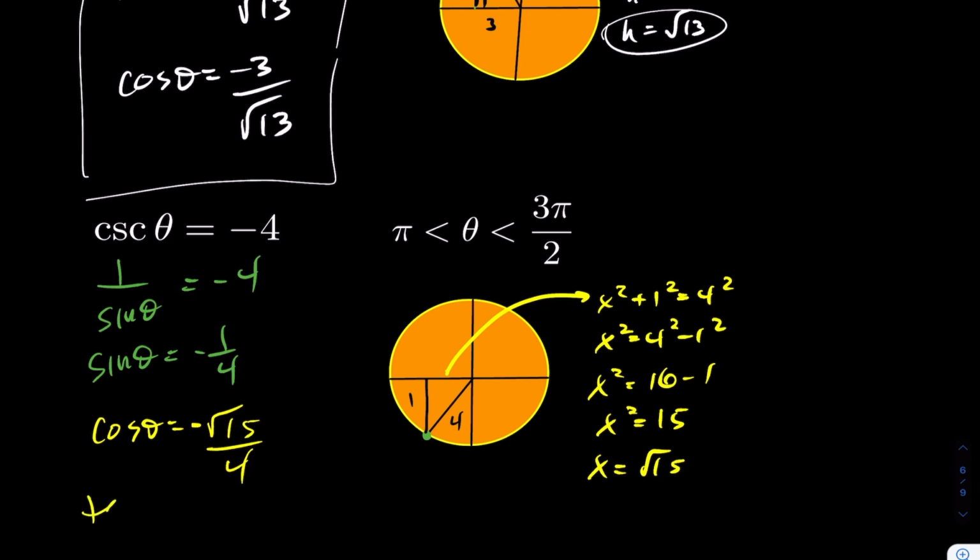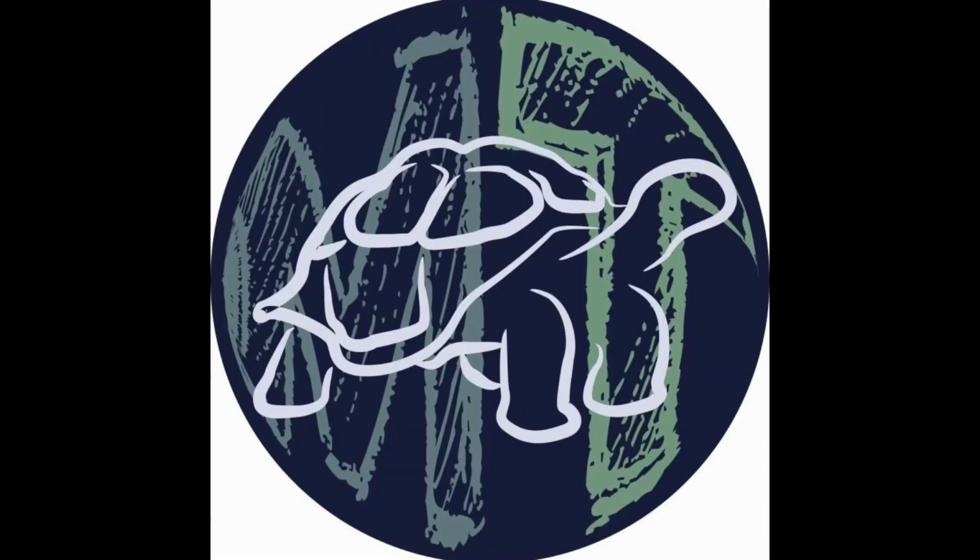And lastly, your tan of theta is going to be your opposite over your adjacent, which is 1 over the root of 15. And in this quadrant, your tan of theta is positive. So therefore, the exact values of our other trigonometric relationships here, sine, cos, and tan, are as follows. Okay, that concludes today's lesson on evaluating trigonometric expressions.